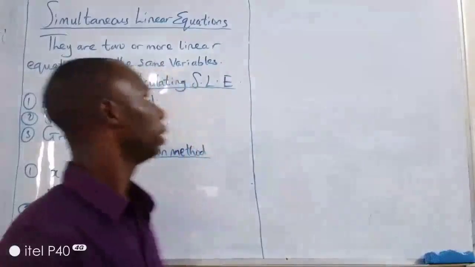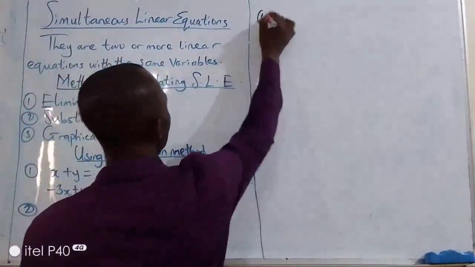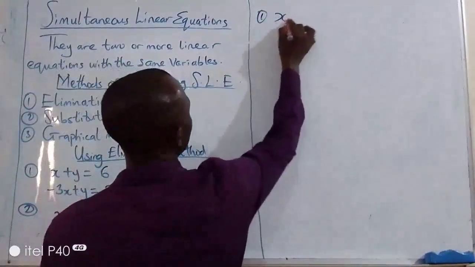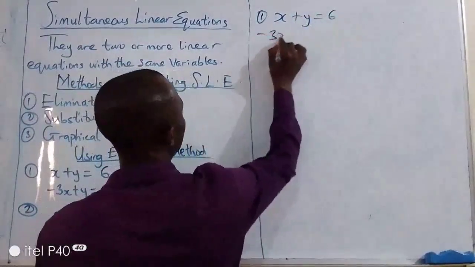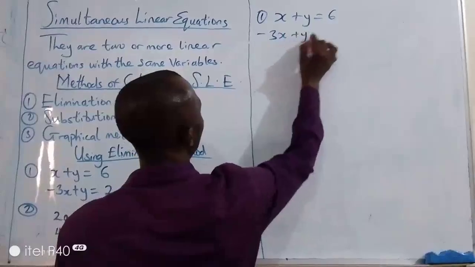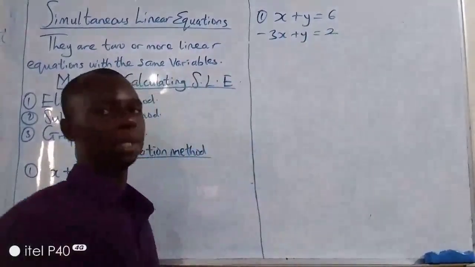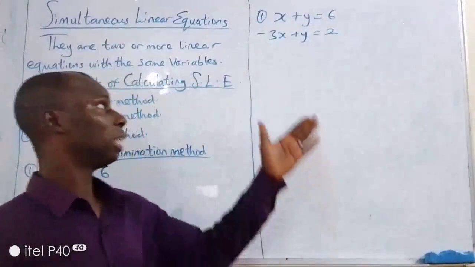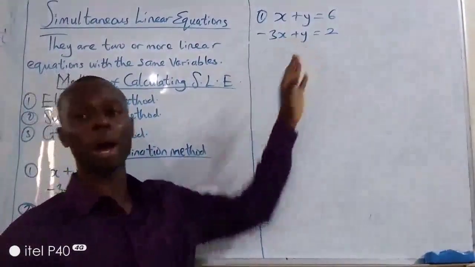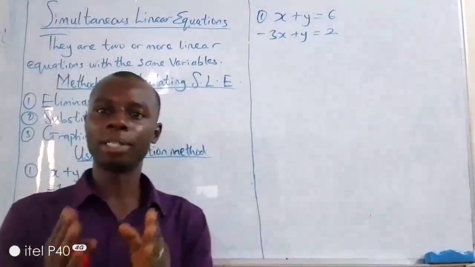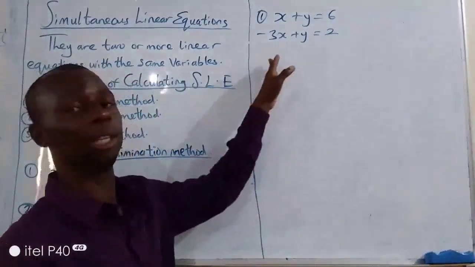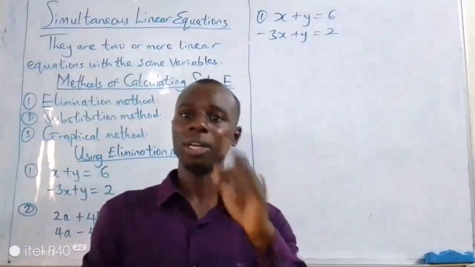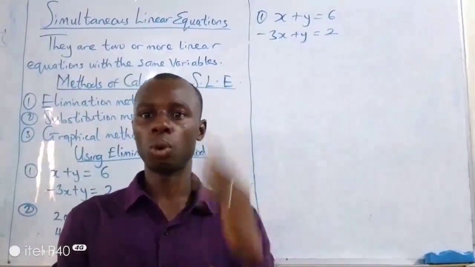So let's start. The first question given to us here says that x plus y equals 6 and minus 3x plus y equals 2. Our objective here, number 1, is to ensure that we eliminate either x or y. But before we can eliminate x or y, we must ensure that whichever one we want to eliminate, first of all, they must have the same coefficients.